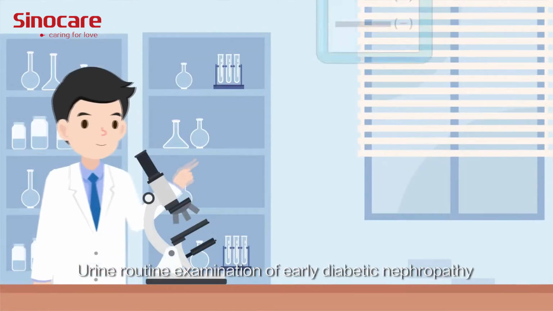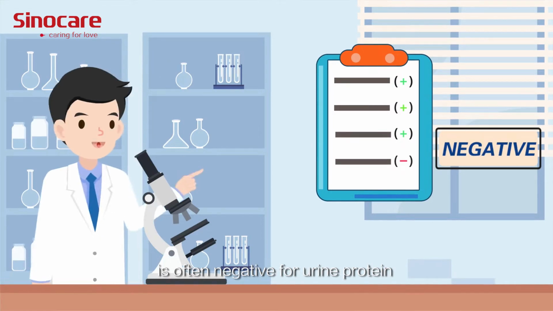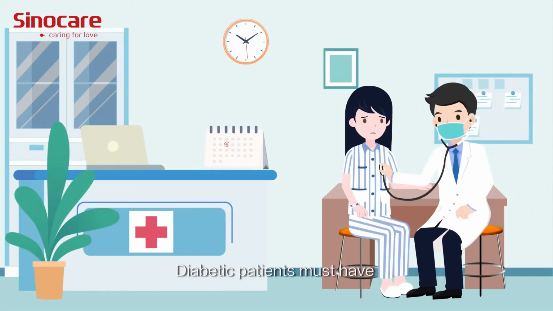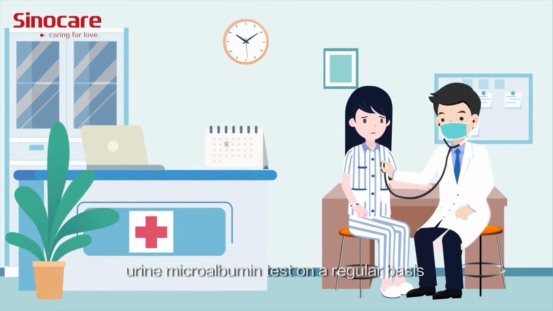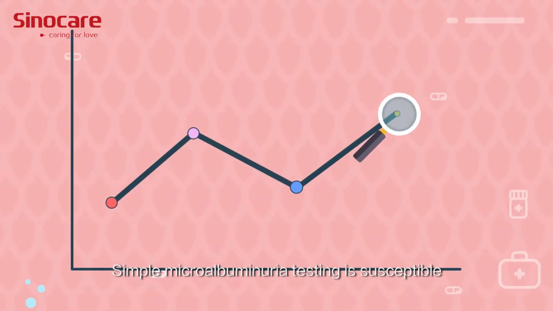Urine routine examination of early diabetic nephropathy is often negative for urine protein. Diabetic patients must have urine microalbumin tests on a regular basis. Simple microalbuminuria testing is susceptible.